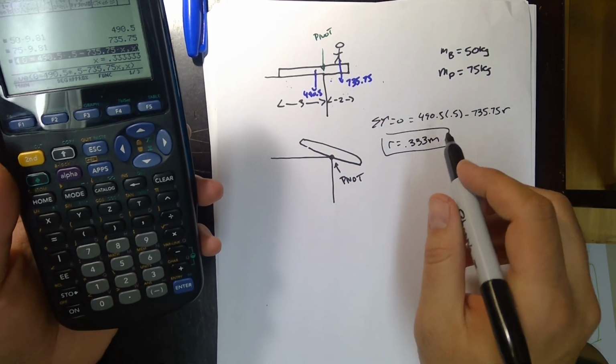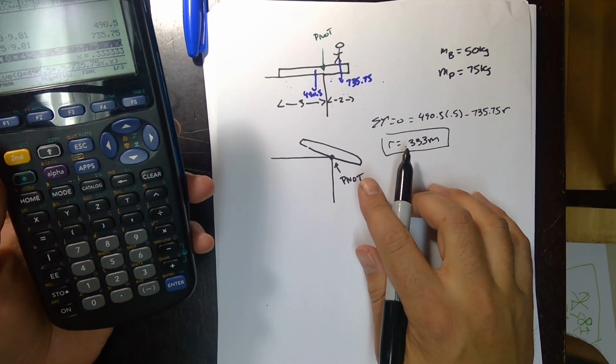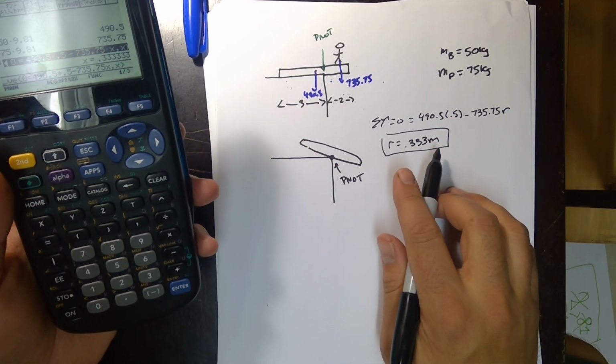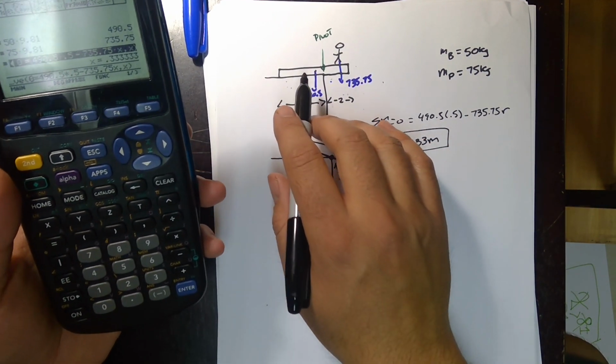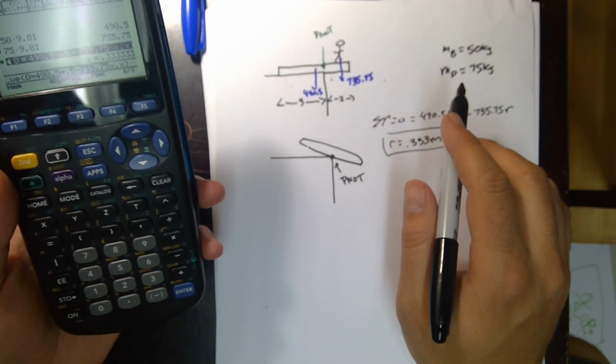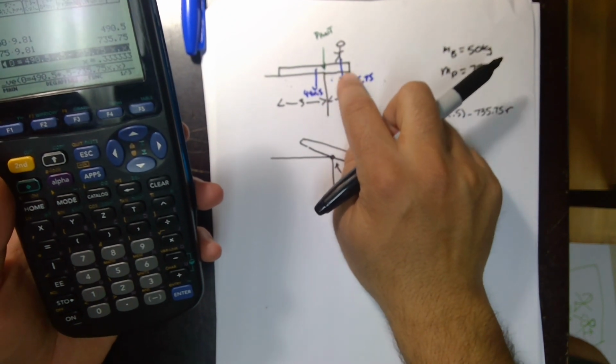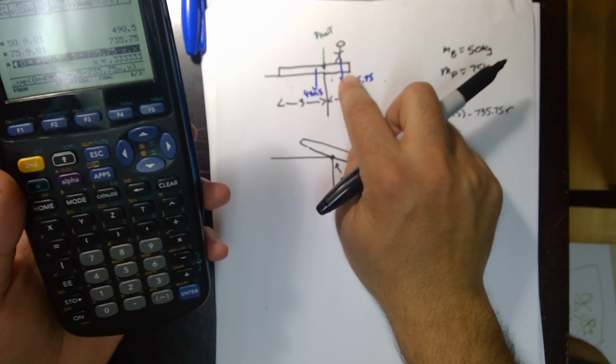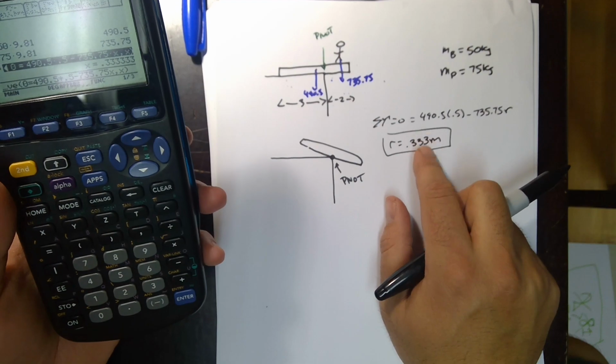Now, if we had gotten an answer that was greater than 2, what I can conclude would be that he could walk all the way to the end of the plank without having to worry. But the fact that we got some value within this range here means that the board will tip, and it'll tip once he steps beyond that point.